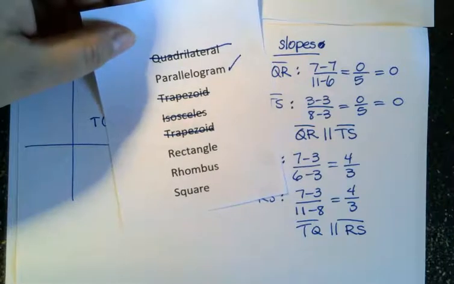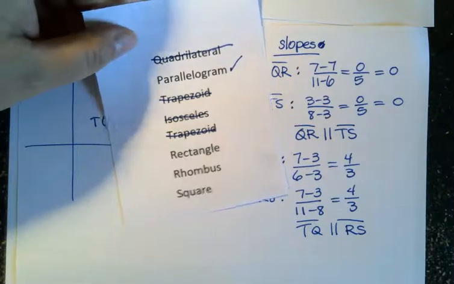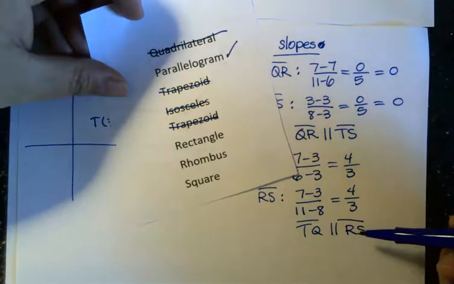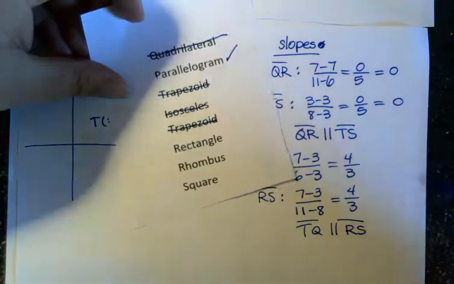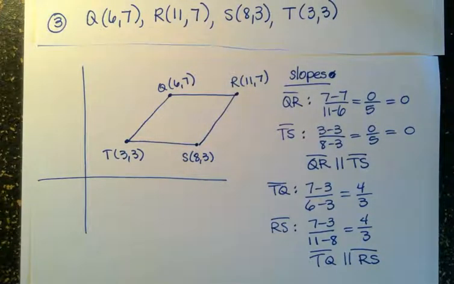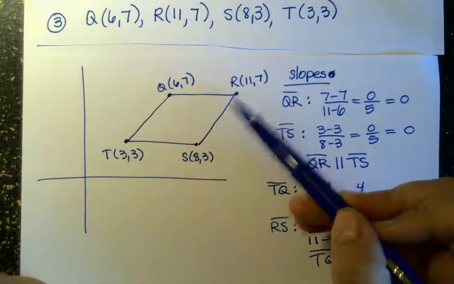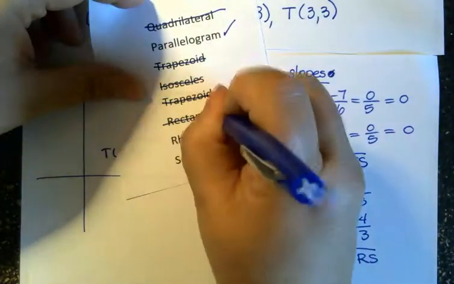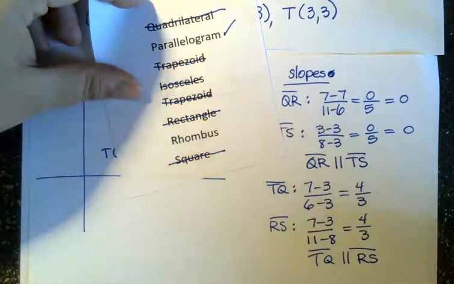Now I know it's not a rectangle, because adjacent sides don't have opposite reciprocal slopes. Another way of putting that for this one is because two of the sides are horizontal, the other two sides would have to be vertical, and they're not. QT, not vertical. RS, not vertical. Okay, so it's not a rectangle. We don't have right angles, which means it's also not a square.